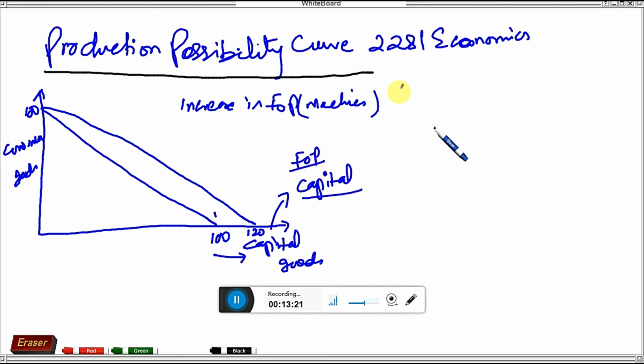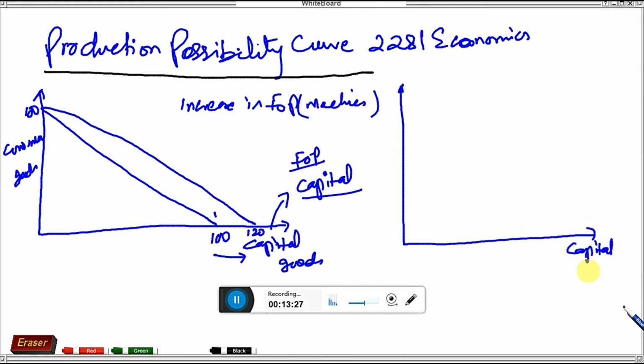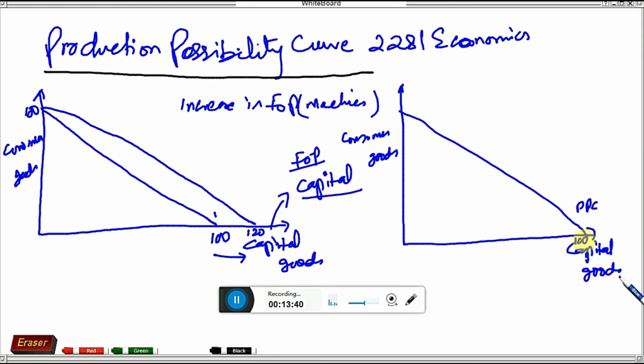And again, another graph for this. That graph would be showing a different kind of shift, a different kind of growth. And what is that? Consumer goods on the y-axis and capital on the x-axis. Again, I'm making the same diagram. The PPC curve is over here, 100 and 100. So this could be a situation where you are producing the same units. It could be a PPC over here and this is PPC1.